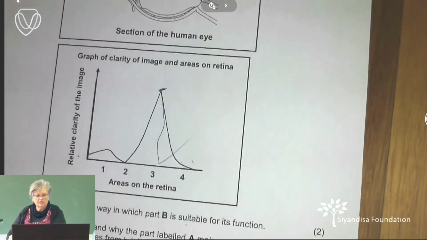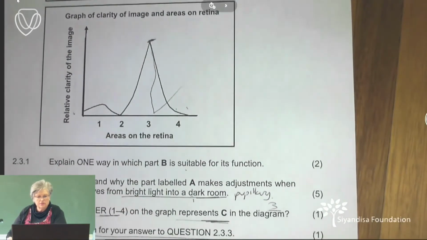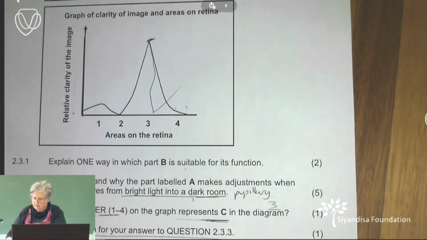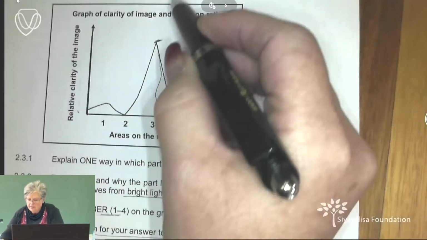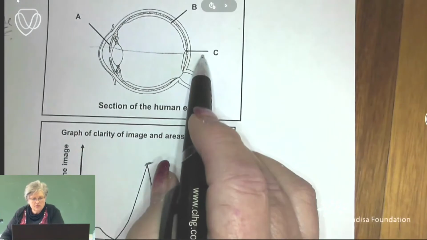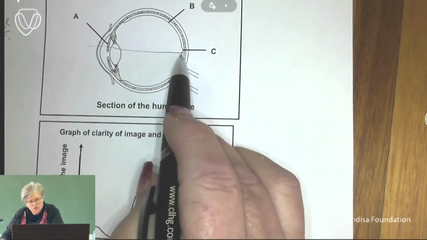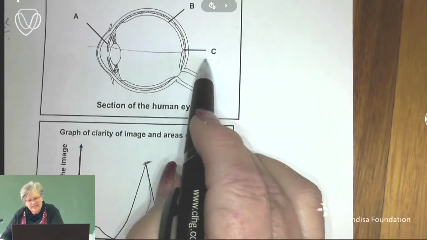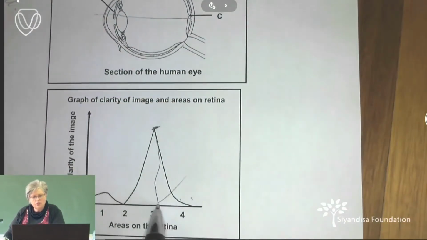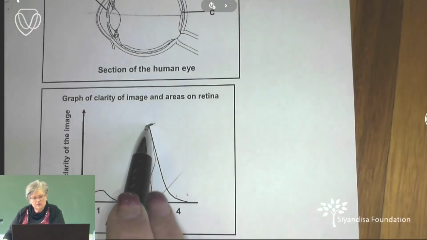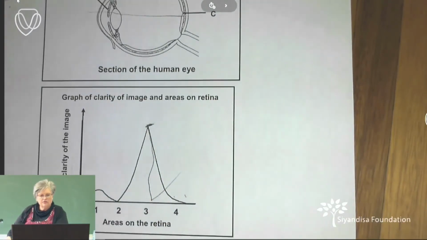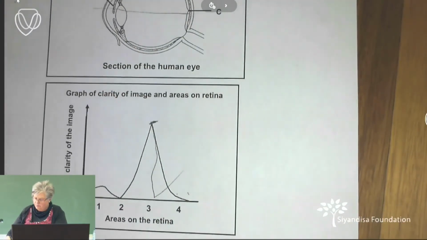Now they say, give a reason for your answer. Very high cognitive, difficult question. Give a reason for your answer. Now you must say, because C is the retina and it contains the most cones which make the clearest image. That is why point 3 on the graph is that. So you have to explain your answer.